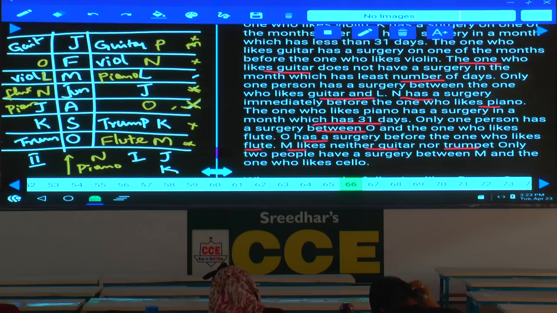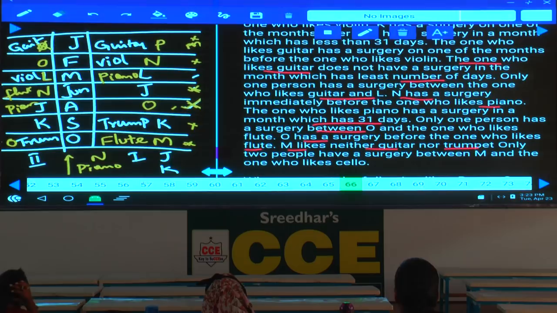Now, in the second case, tell me where should this M be? M must be either in the month of Jan or in the month of October. But M cannot be in the month of Jan because the person who likes guitar is here, which is not possible. And in the next case also, October cannot be at this place. Hence, there is no possibility left for this M, and the second case is completely ruled out.